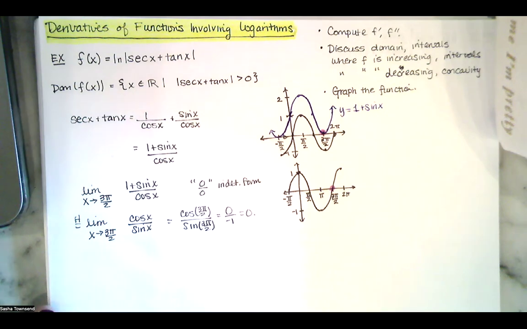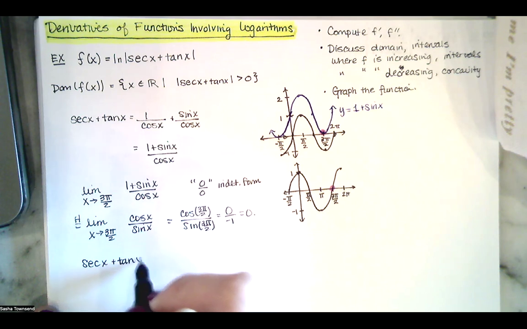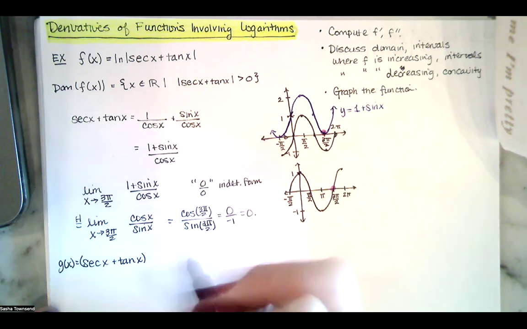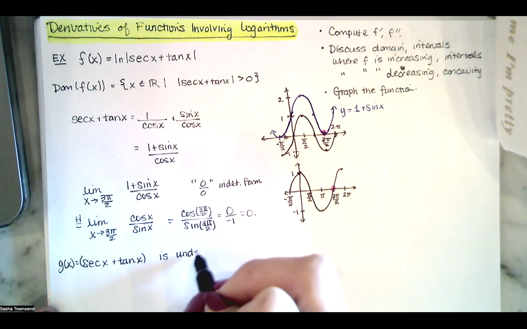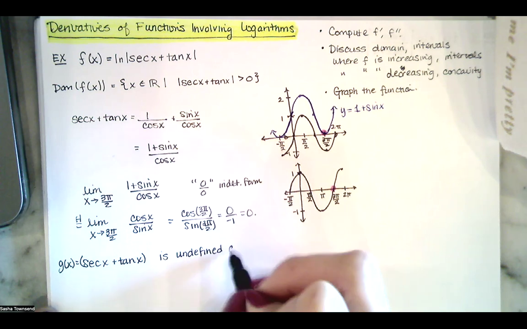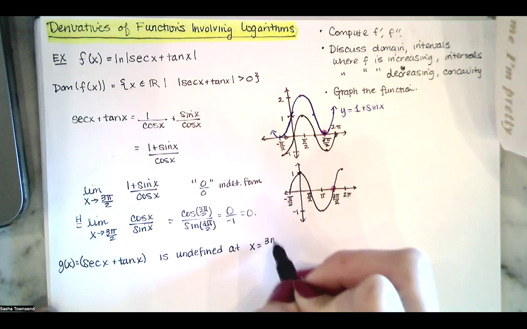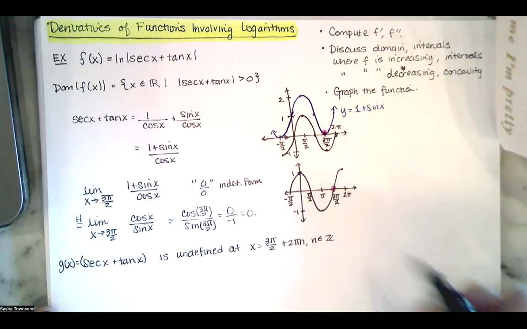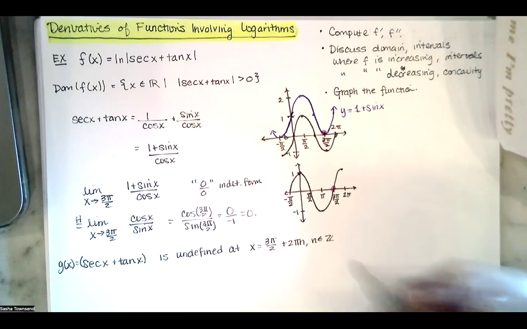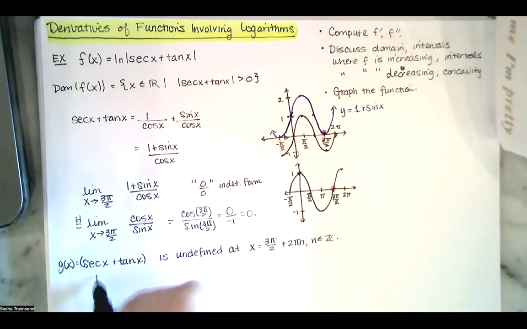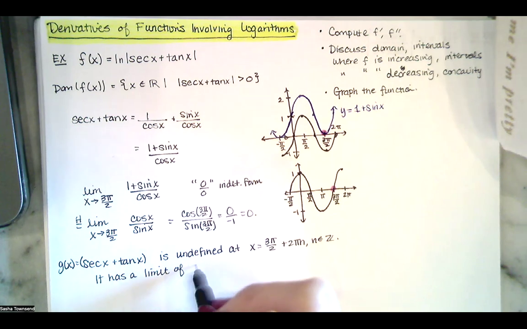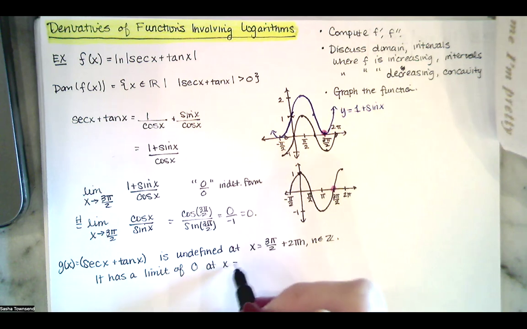So this secant of x plus tangent of x, and I'm going to call that g of x, is undefined at x equals 3 pi over 2 plus 2 pi n, where n is any integer. Yes, it has a limit of 0 at all of those values.